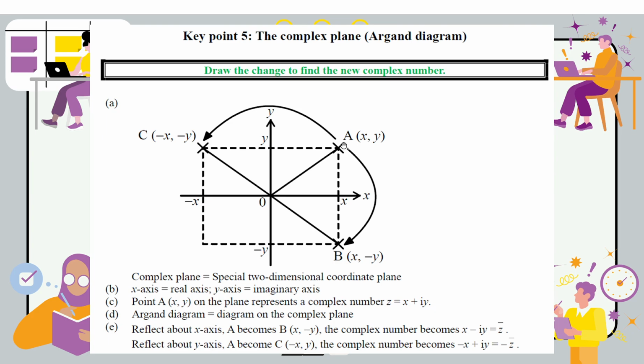Reflecting about the x-axis becomes x minus y, so x minus iy. Oh, it's the complex conjugate of z. And reflecting about the y-axis becomes minus x plus iy. What's this? It's minus z bar. So all can be expressed in terms of the initial complex number.